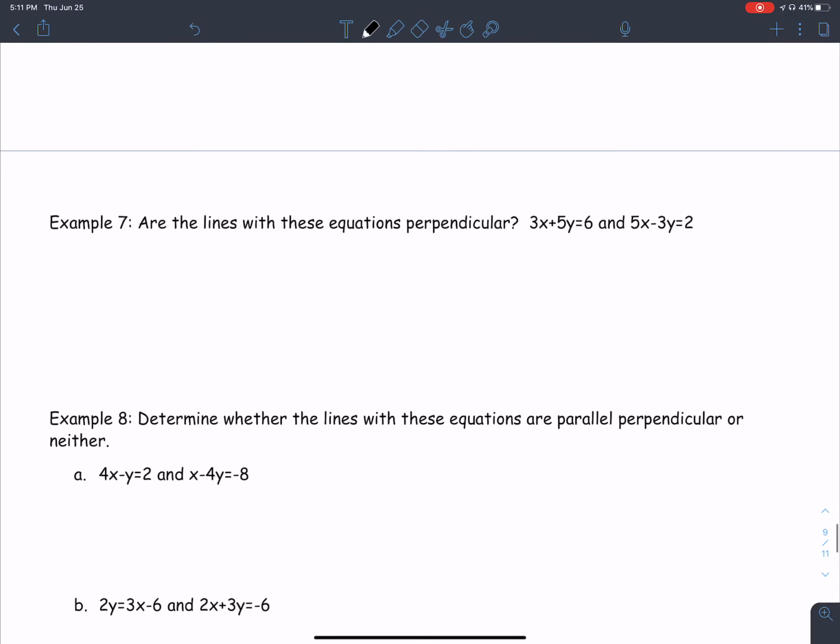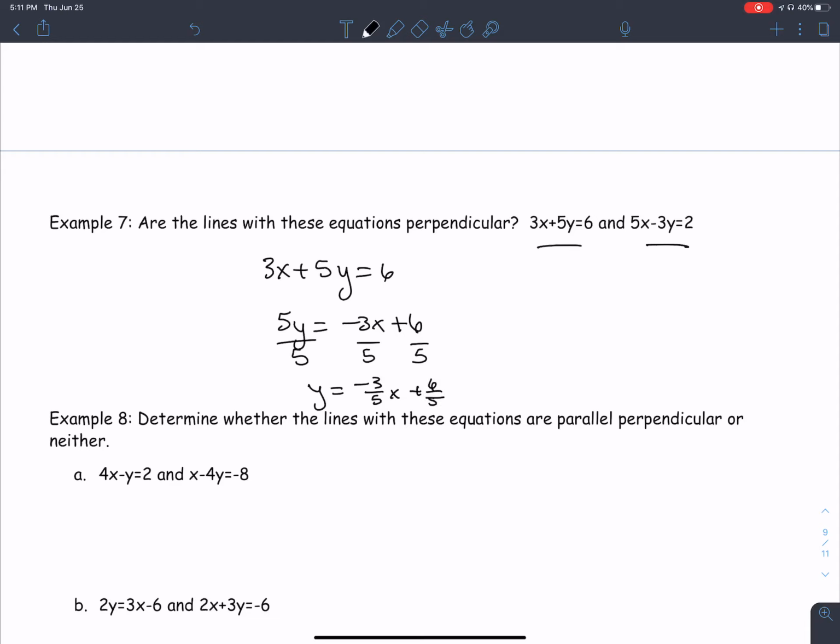Are the lines of these equations perpendicular? If these are perpendicular, their slopes are going to be opposite reciprocals. So we're going to have to solve for y. 5y equals -3x plus 6, so y equals -3/5 x plus 6/5. So we solved that one. This slope over here is -3/5, because it's in the m spot.